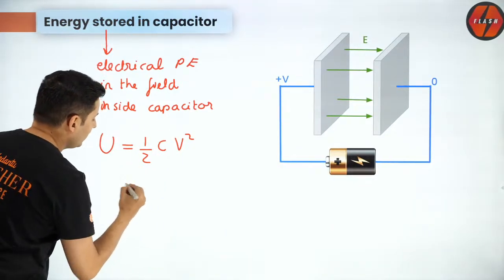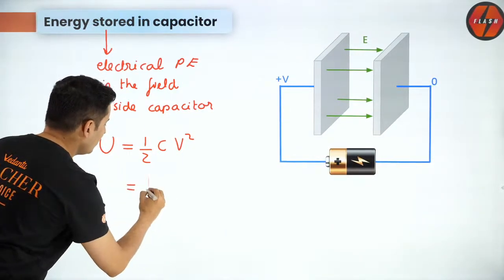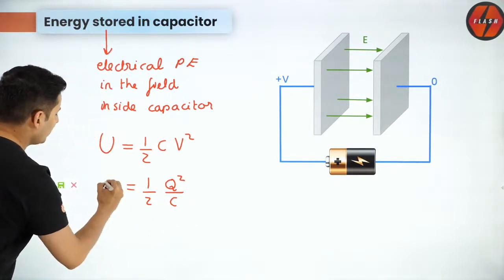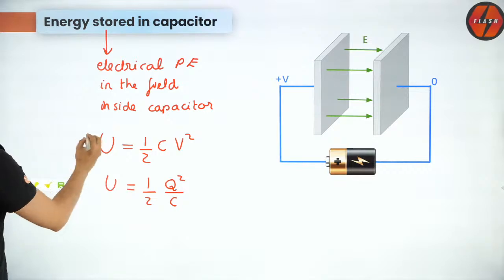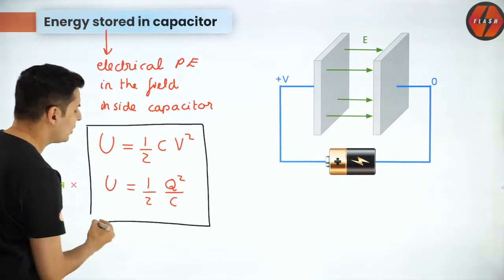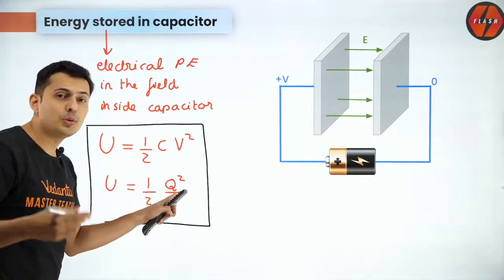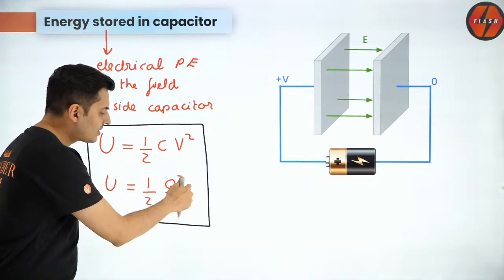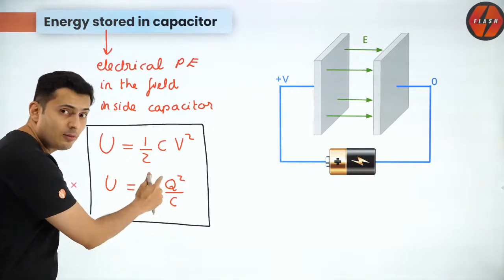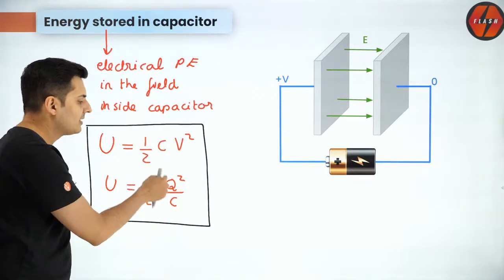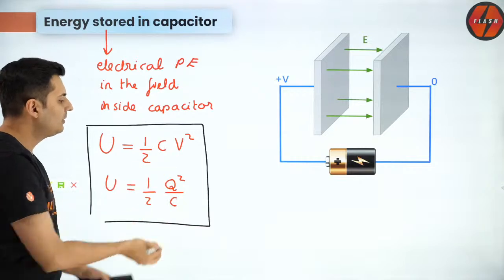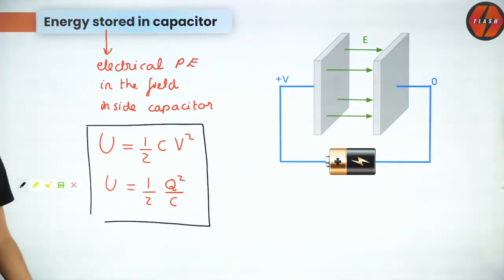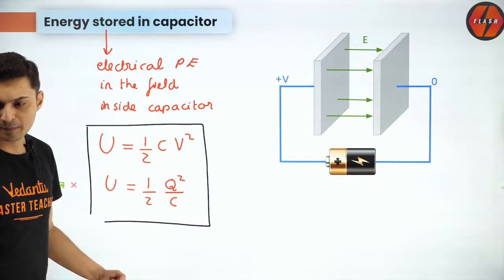Sometimes other formulas are also going to be helpful to you: half Q square by C. Both are equivalent formulas, guys. You have to remember both. How do you get it? Simple. Just put Q is equal to CV. It will become C square V square by C, one of the C will get cancelled and you will get CV square. So this can be obtained by using Q is equal to CV. Do not forget that. I hope this is clear.